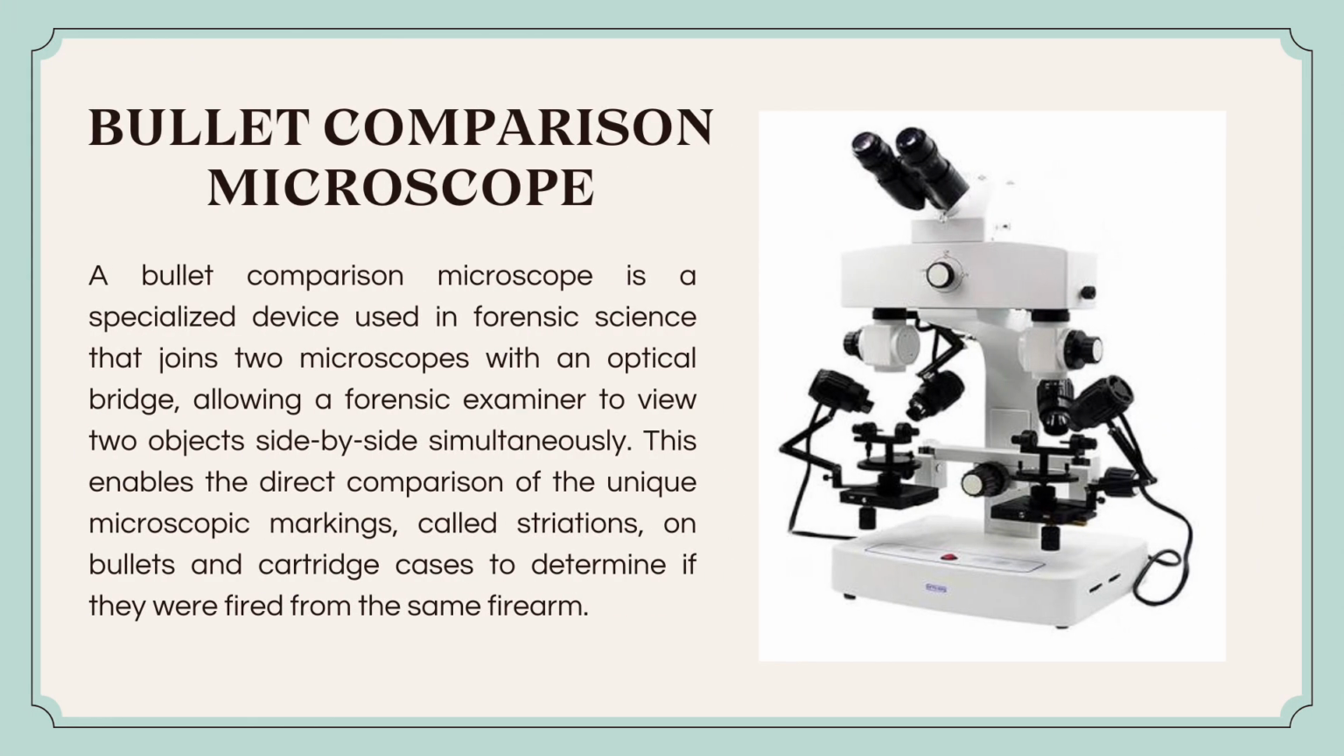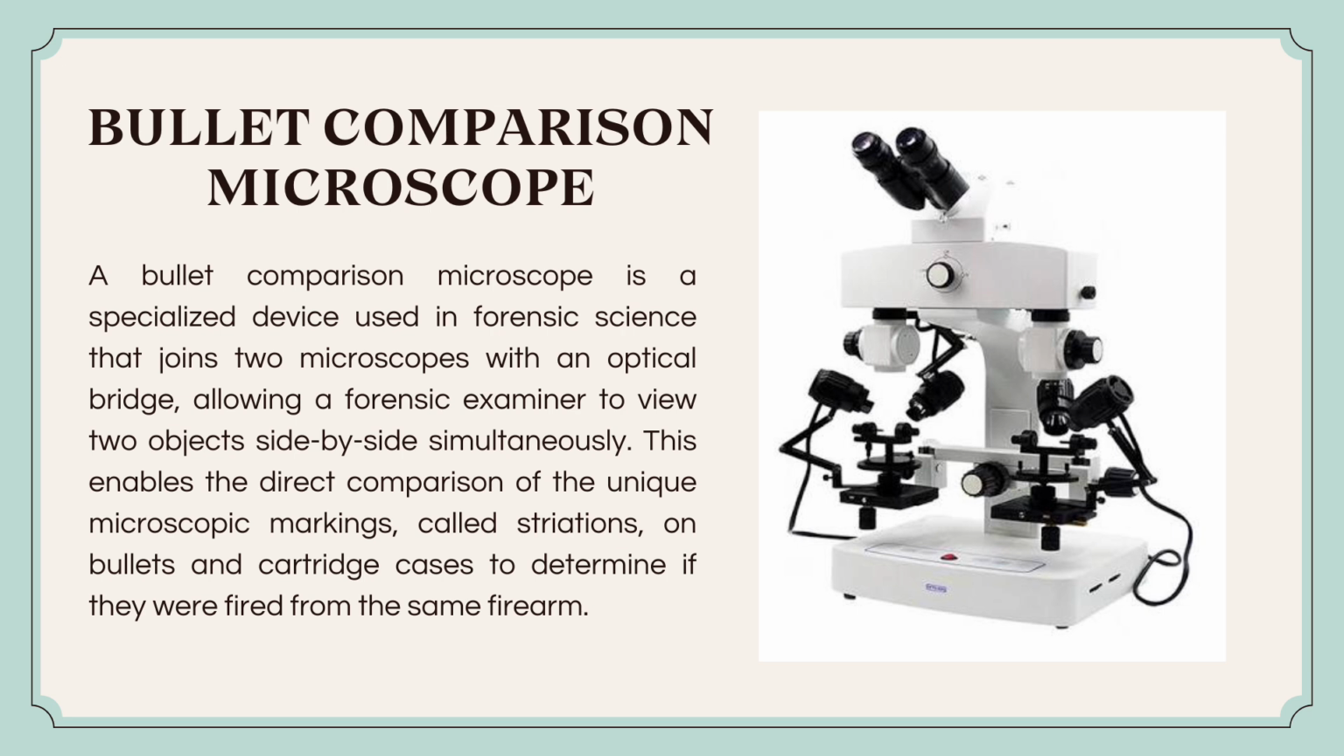Let's now discuss the bullet comparison microscope. A bullet comparison microscope is an advanced optical instrument composed of two independent compound microscopes connected by an optical bridge, allowing two specimens to be viewed simultaneously in a split-screen field. It is used to compare bullets and cartridge cases to determine whether they originate from the same firearm.